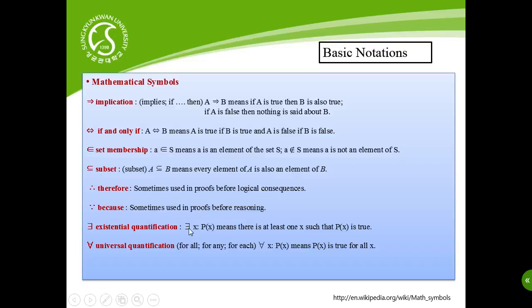This notation, the flipped E, means there exists an element X that satisfies this sentence P of X. This means there is at least one X such that P of X is true. And this flipped A is called the universal quantification. So this means for all X that satisfies P of X, the sentence P of X is true for all X. That's what it means.